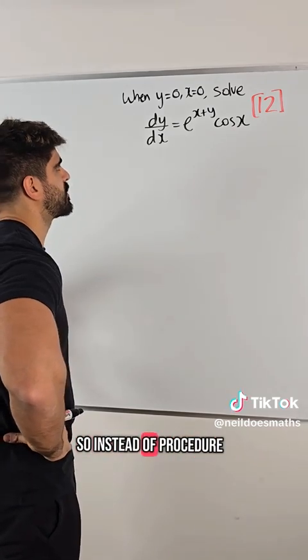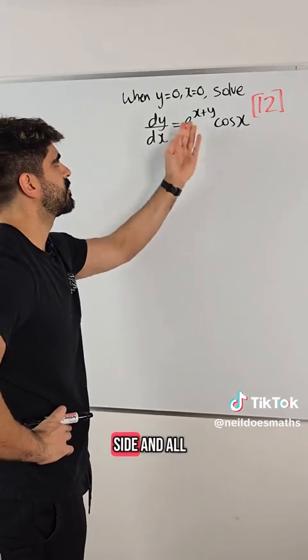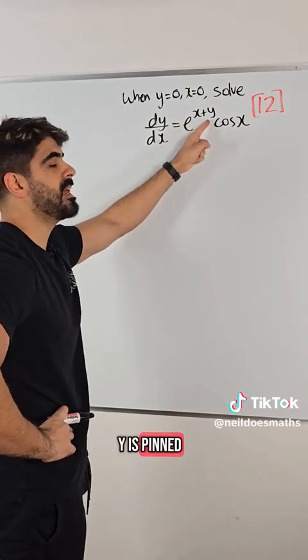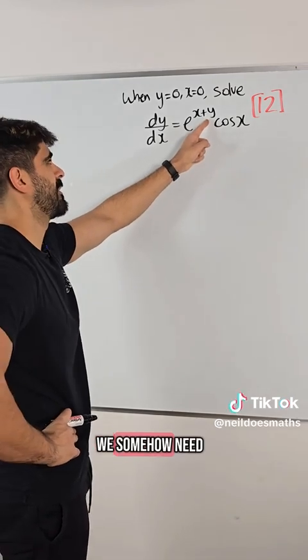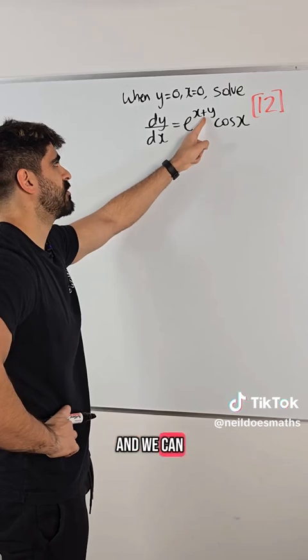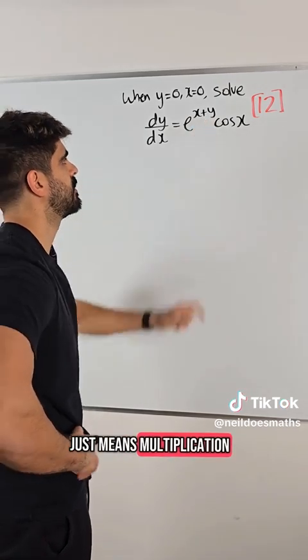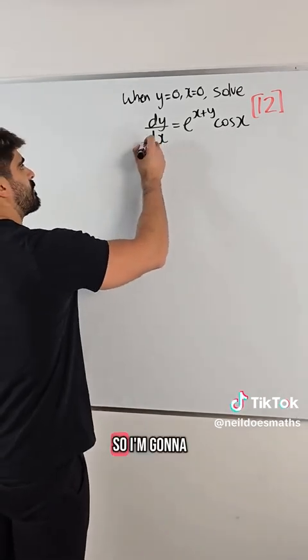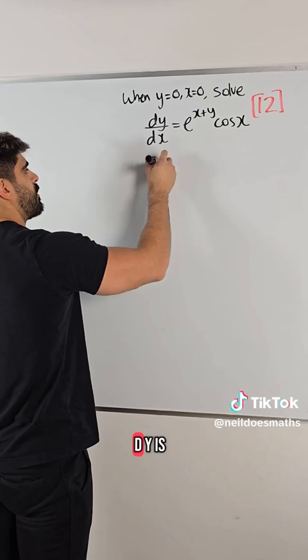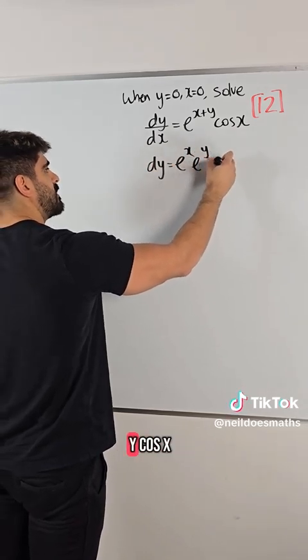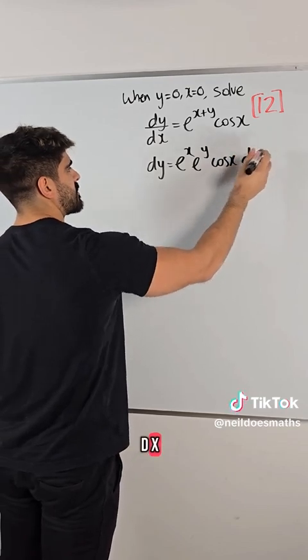So, in standard procedure, we need to get all the x's to this side and all the y's to this side, right? Well, you can see that this y is pinned inside the e. We somehow need to break it off. And we can do that by plussing the power, which just means multiplication of bases. So I'm going to multiply through by dx, so I get dy is e to the power of x times e to the power of y cos x dx.